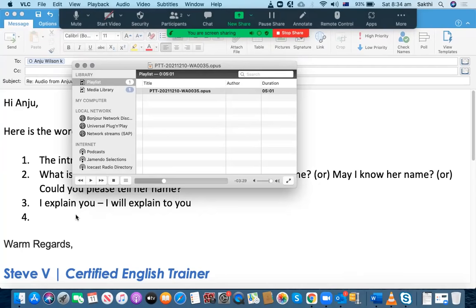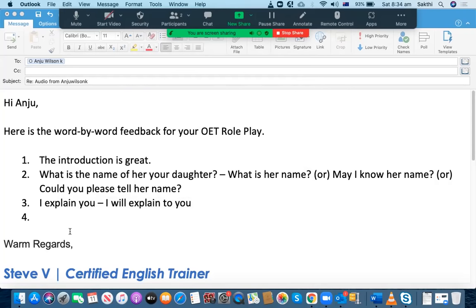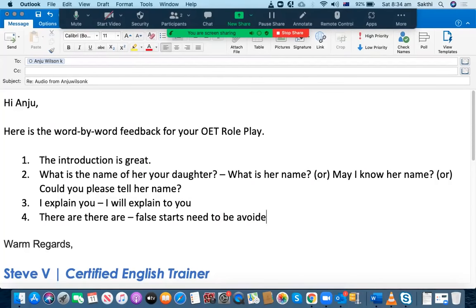Okay, what do you notice in this last sentence? Like I repeated the... There are, yes. There are. So you said there are and then there are twice, right? So when you start, just finish it, okay? Do not commit any false starts, please. False starts need to be avoided, or reduced as much as possible. All right.